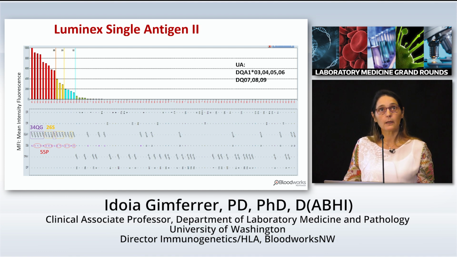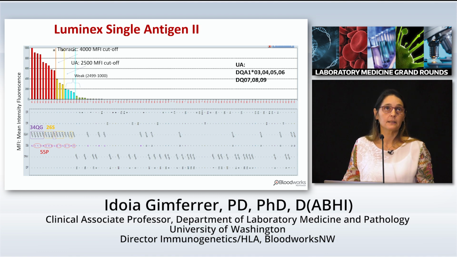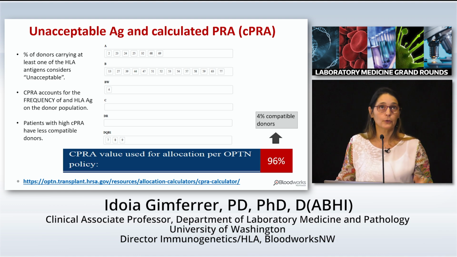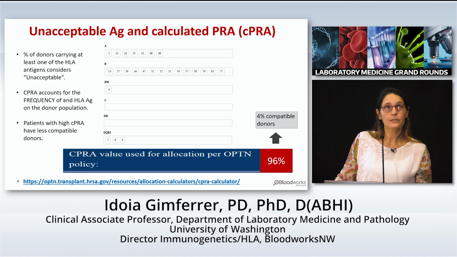So you can go, one moment, here, again. And these are also the reference lines that we use. The same values for class 1, 2500 and lower are weak, over 2500 and higher are strong, and for thoracic we have a higher value. So then we calculate the PRA. You can Google OPTN calculator, and you can go to this website, and you calculate the PRA.